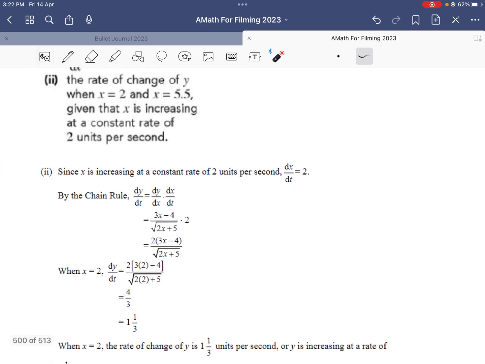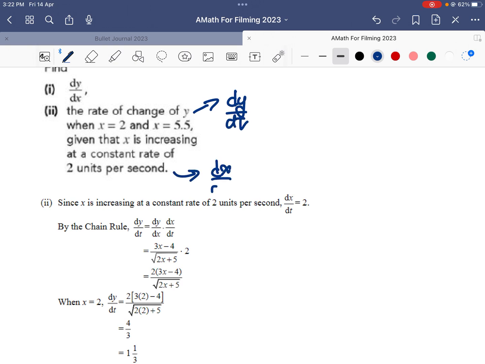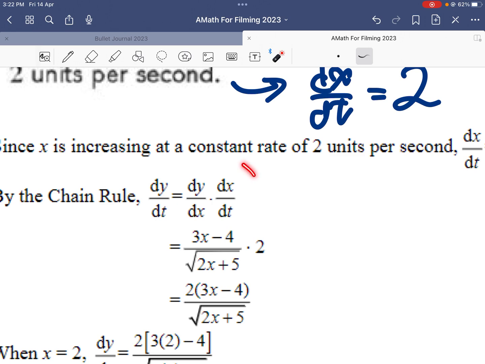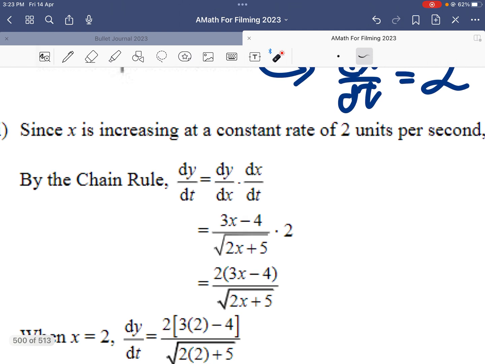So in part 2, what they want is to find the rate of change of y. Let me write down what they need us to find. We need to find the rate of change of y with respect to t, given that x is increasing at a constant rate of 2 units per second. Application of the chain rule will provide this. I told you, one of the most important relationships in this chapter.